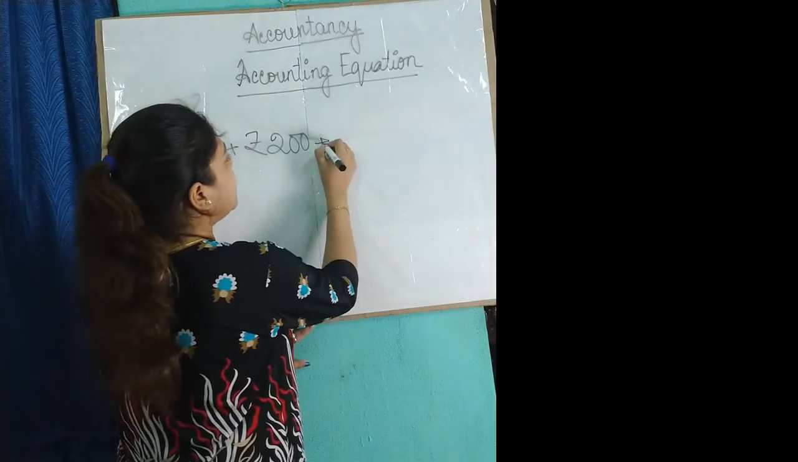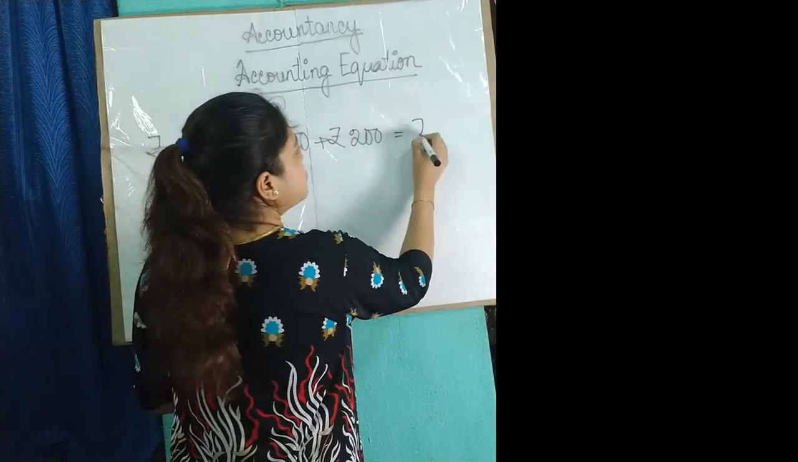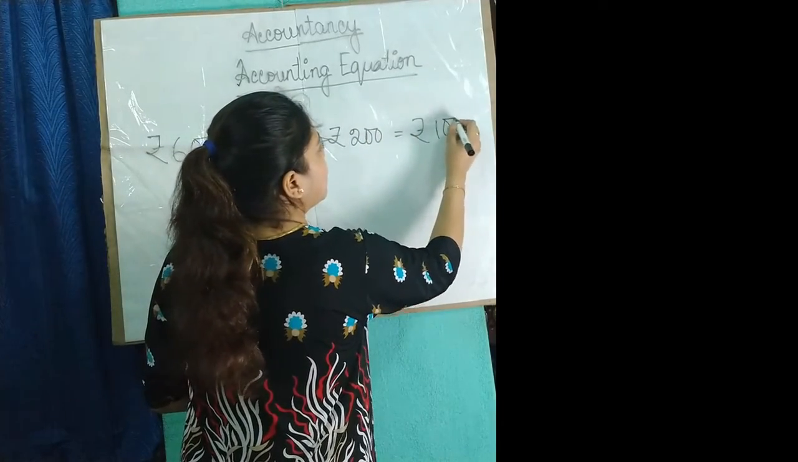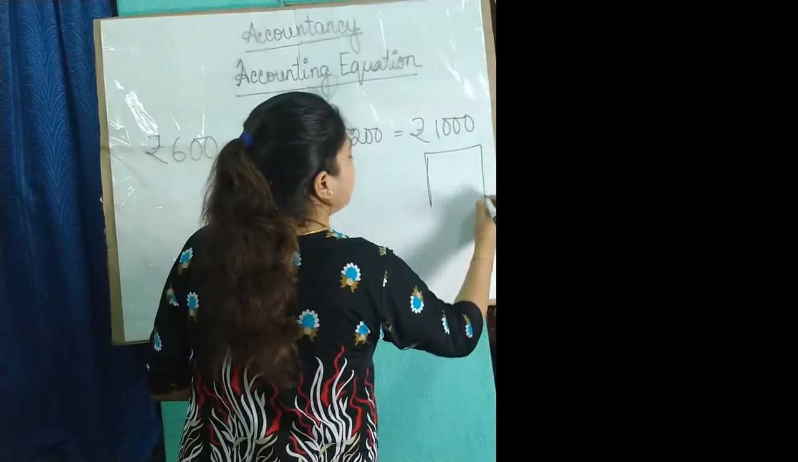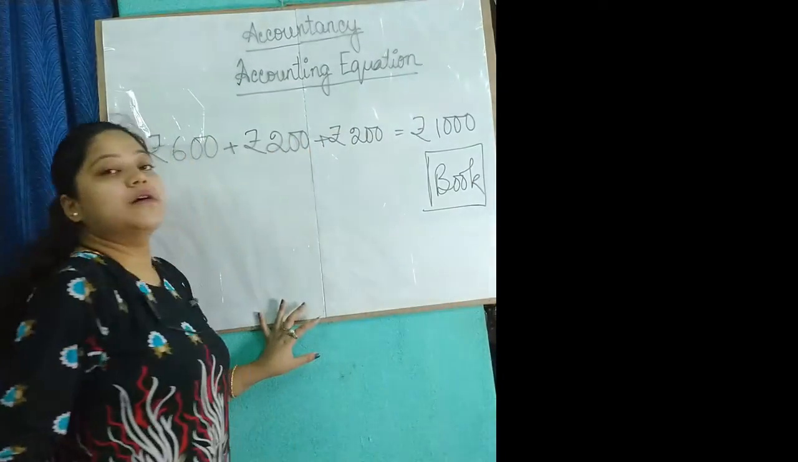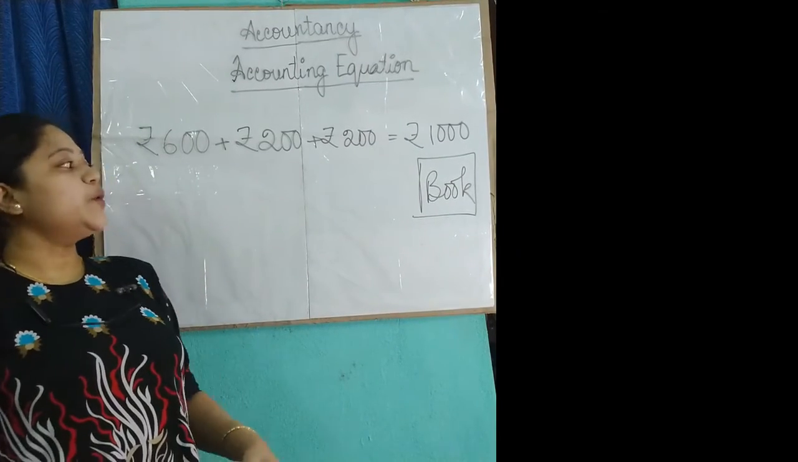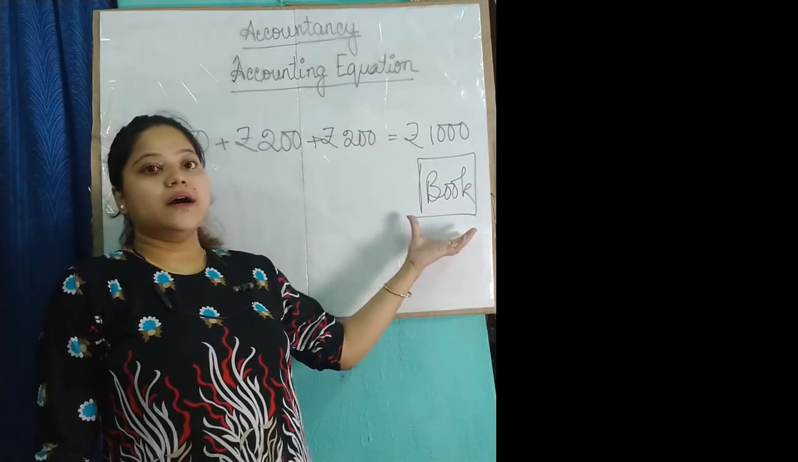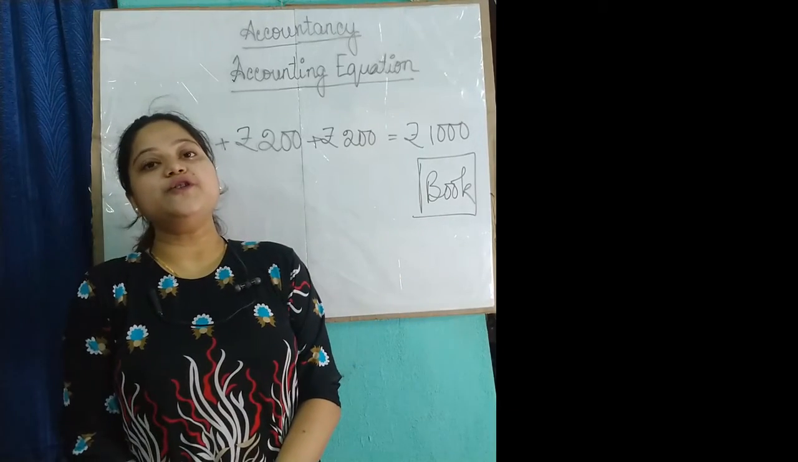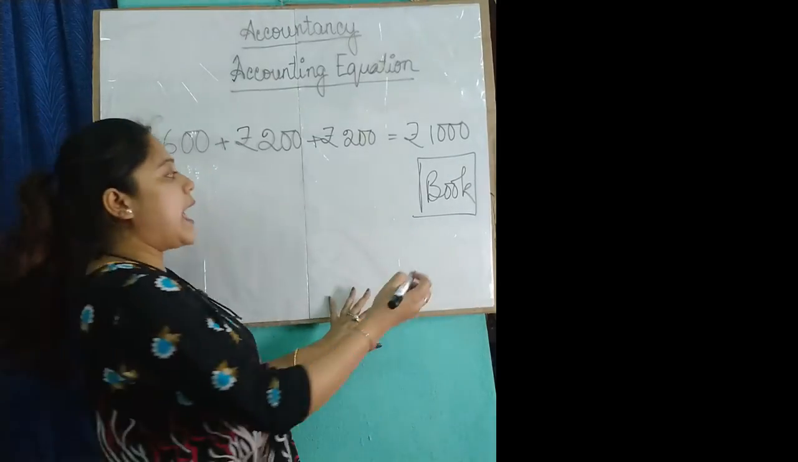So that gives you a total of rupees 1000 for which you can get the book from the market. Okay, so now the book is something which you will be able to derive some benefits from. So this book becomes your asset.